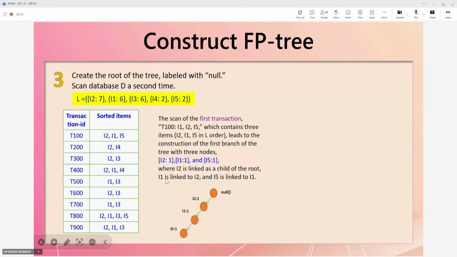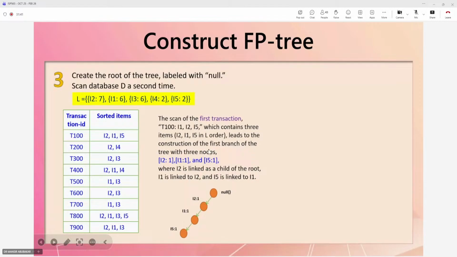So now we have that where I2 is linked as child of the root. I1 is linked as child of I2. So now I1 is linked to the I2 continuously, and the I5 is linked to I1. So now the tree has started.